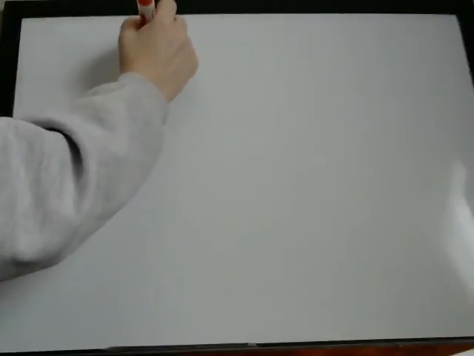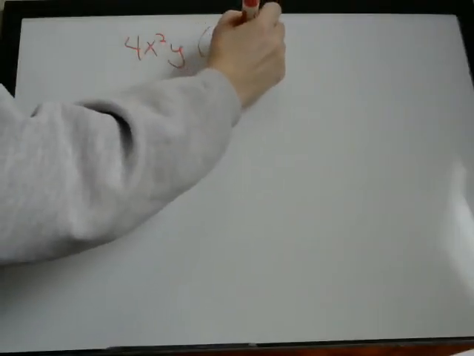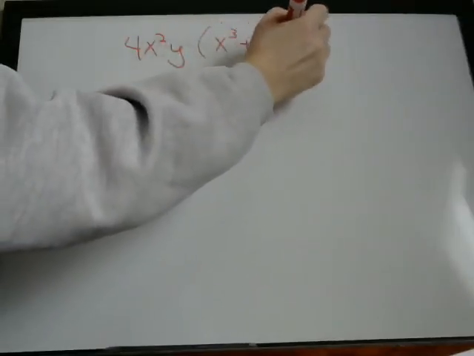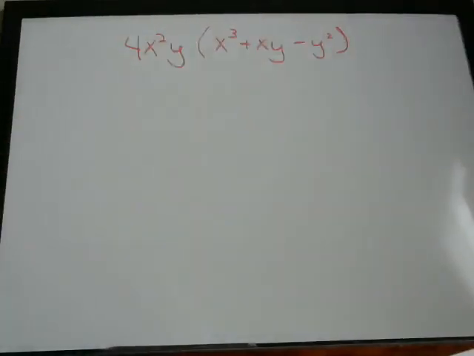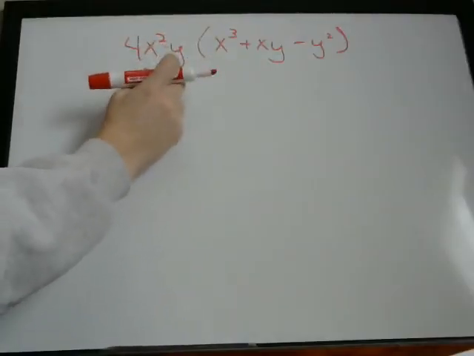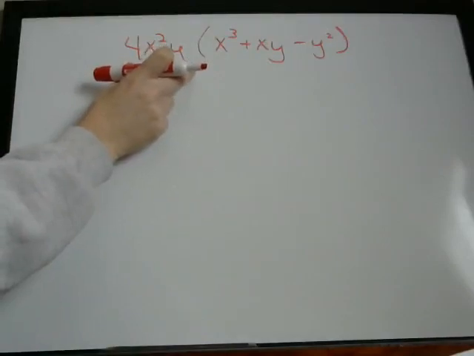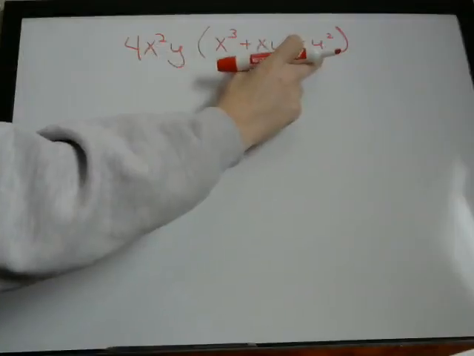Here we're going to talk about multiplying polynomials or binomials. And so one type of question you'll see is something like 4x squared y times x cubed plus xy minus y squared. And remember, when you have something like this, 4x squared y, this is multiplication, 4 times x squared times y, and you're multiplying 4x squared y times this whole polynomial, which is inside the parentheses.